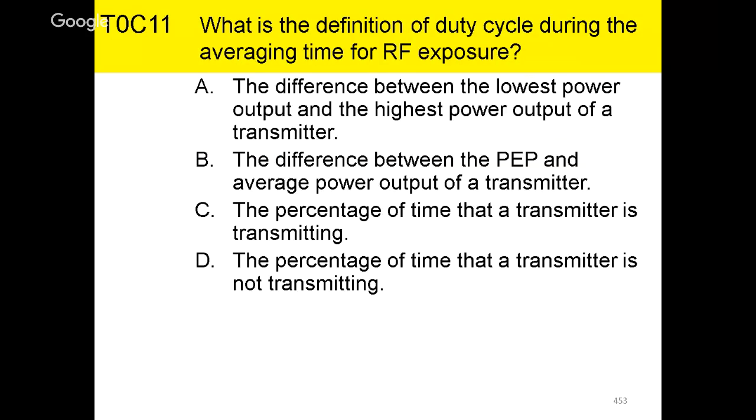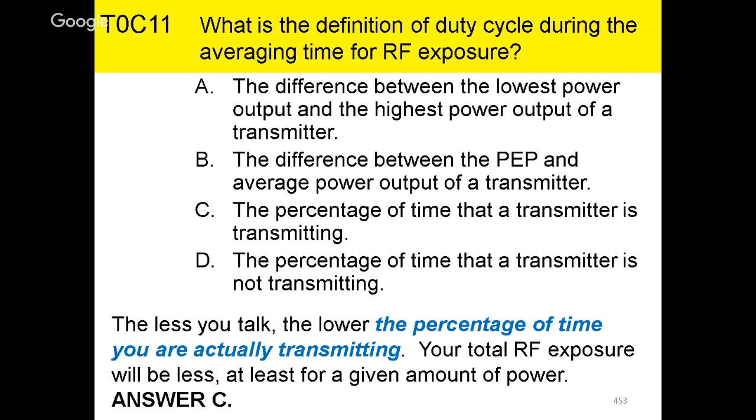What is the definition of duty cycle during the averaging time for RF exposure? Now we're talking about duty cycle. The duty cycle happens to be the amount of time that your transmitter is on versus the amount of time that your transmitter is off. So your answer in this case is percentage of time that a transmitter is transmitting. So the less you talk, the lower percentage of time you're actually transmitting, and your total RF exposure will be less, at least for a given amount of power. Answer is C.